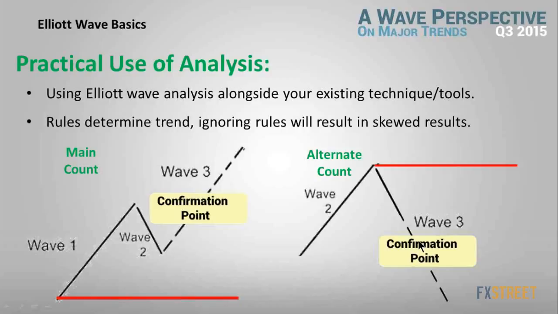We all know that the Forex market is ultimately a game of probability. Both counts are technically valid counts. The first count is considered the main count because it is supported by classical technical analysis tools at the time of publishing the analysis. Also, at times, the alternate count might not provide the best fit from Elliott wave's point of view.